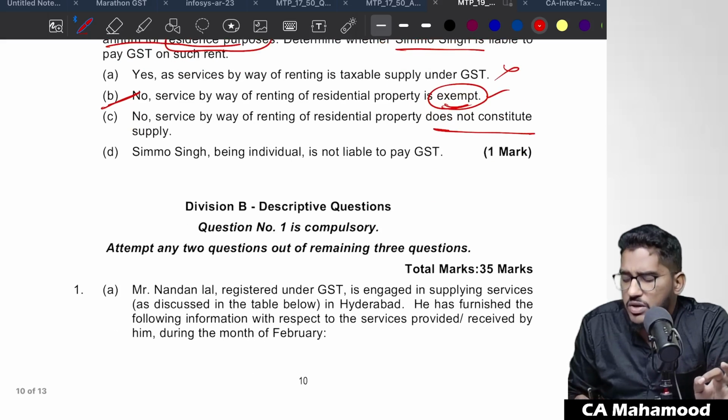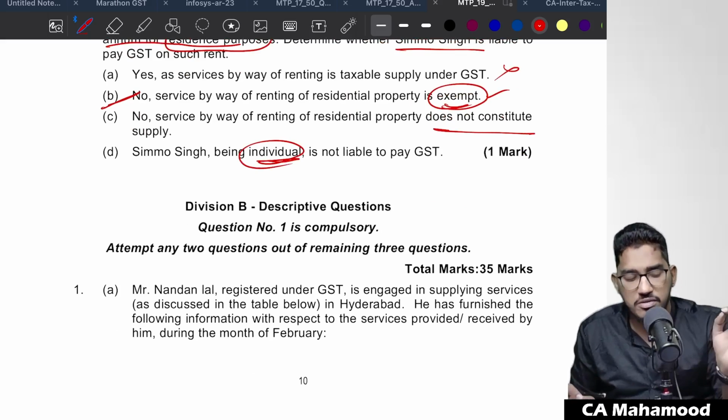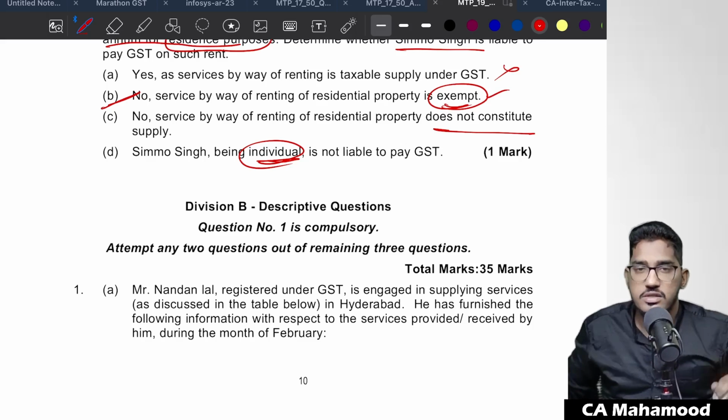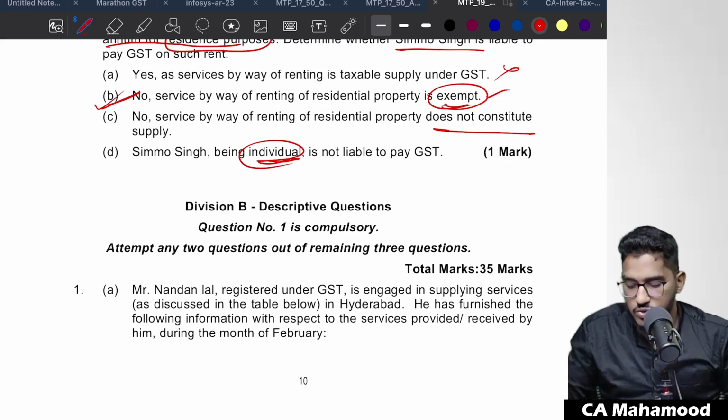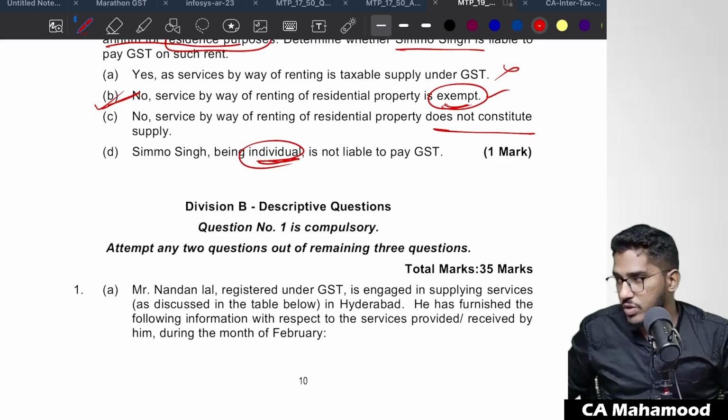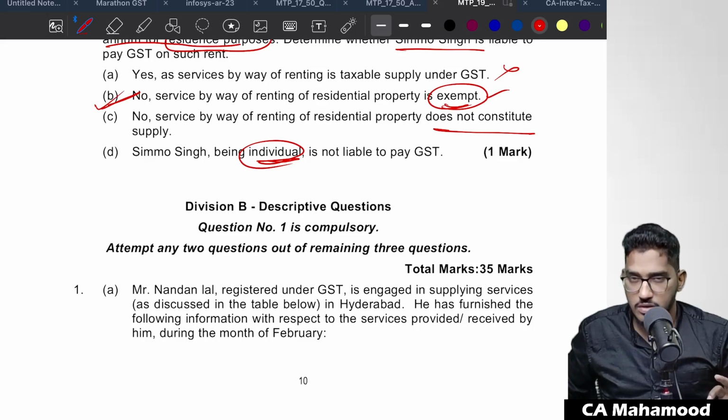Simmo Singh being an individual is not liable to pay GST. See here, whether he is an individual or not doesn't matter. The Act has clearly told that if any residential property has been given for rent for residential purposes, GST will be exempted. So that is the correct reason. So option B is going to be the correct option. Is everybody clear till here? So you have understood the MCQs.